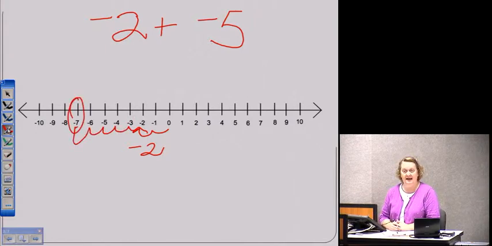And where do I end up at? I end up at -7. The signs are the same. Add 5 and 2, I get 7, and I keep the same sign.